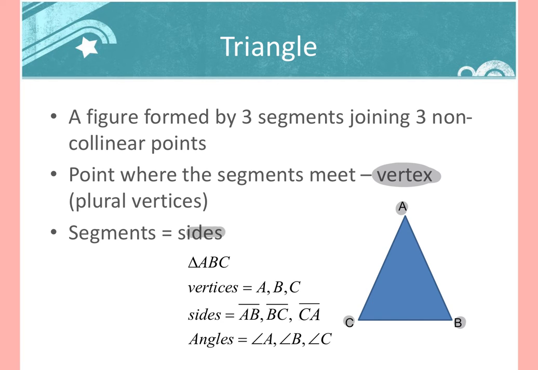And the segments are sides. So when I name the sides, I can use 2 letters, or I can use 2 letters with the segment over them. And of course, every triangle has 3 angles, 1 at each vertex.